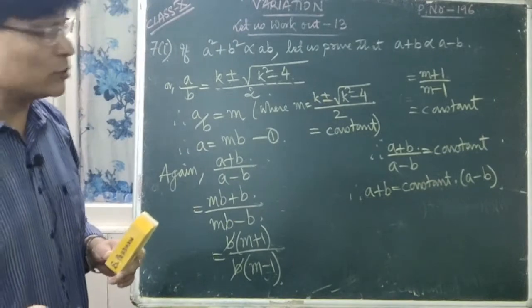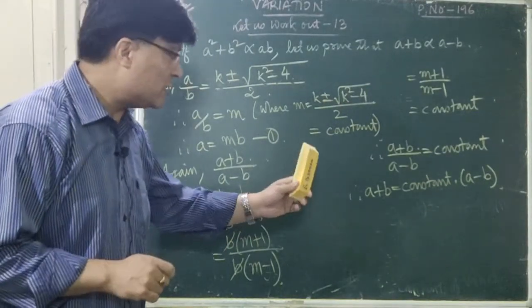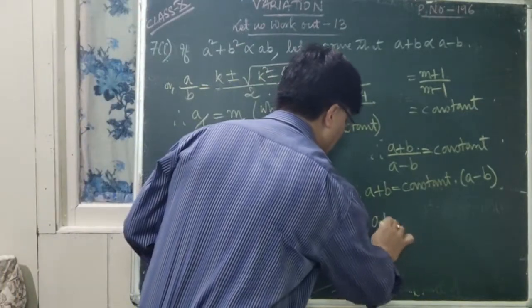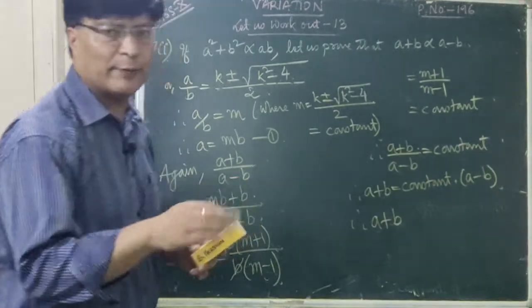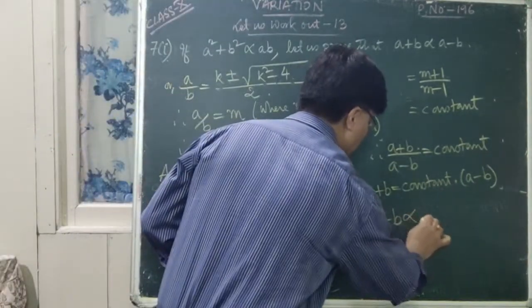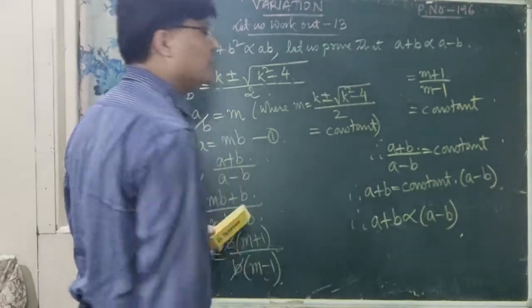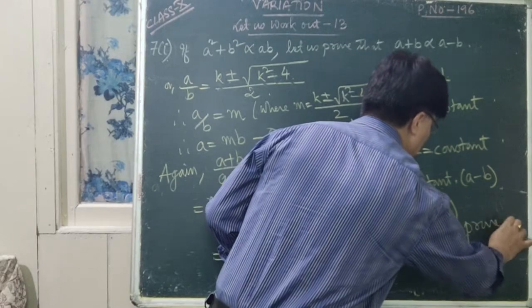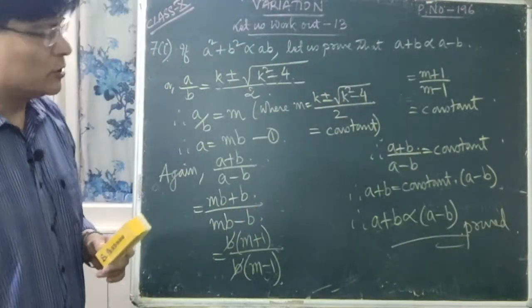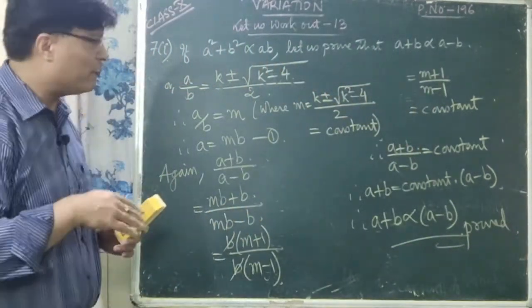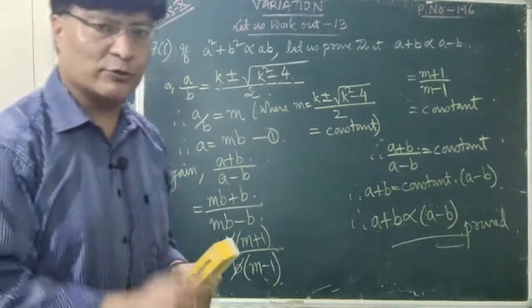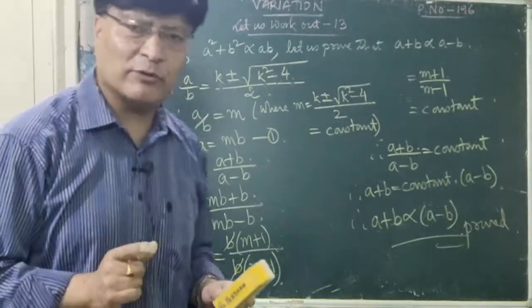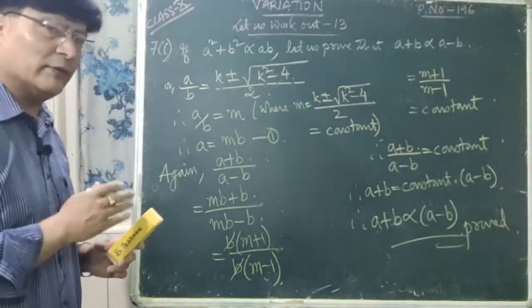So now you know what to write in the next step. Now this equal to constant can be replaced by proportional sign. So A plus B is proportional to A minus B. So we have proved the given relation. So it is proved. Is that clear to all of you? So this is quite a complicated problem, but if you practice it at home, it will be easier for you to do this problem, right?